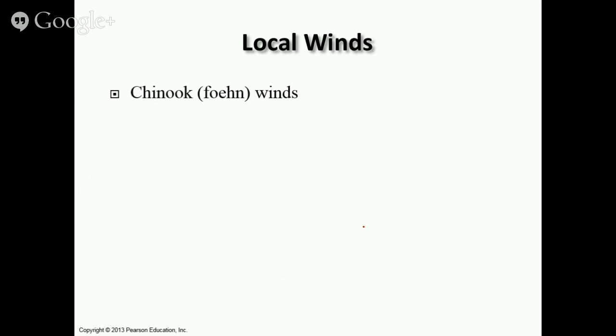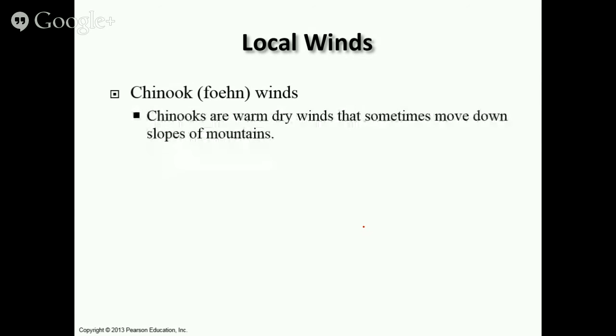Chinook. These types of winds, also referred to as foehn winds, are often referred to as snow-eating winds. Native Americans and other societies refer to them that way because they've seen snowpack be eaten by these warming winds, and these are adiabatic processes. These are warm, dry winds that sometimes move down the slopes of mountains.